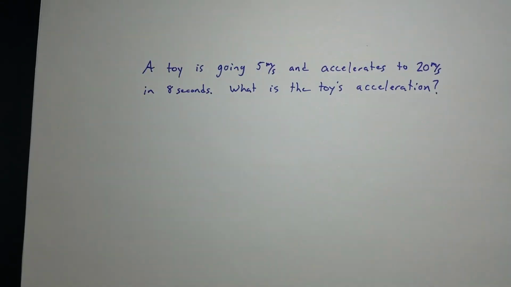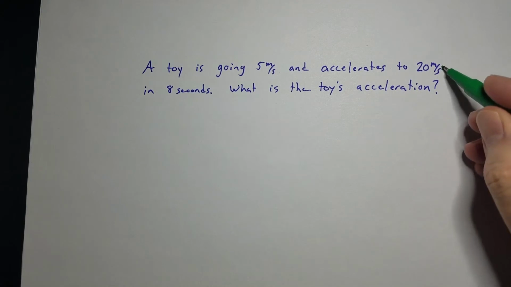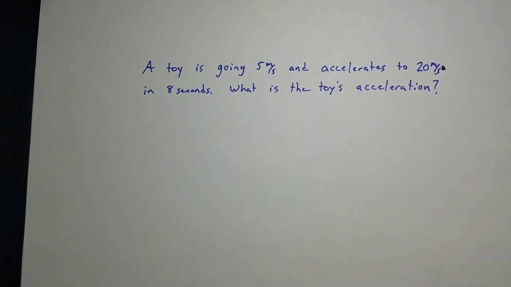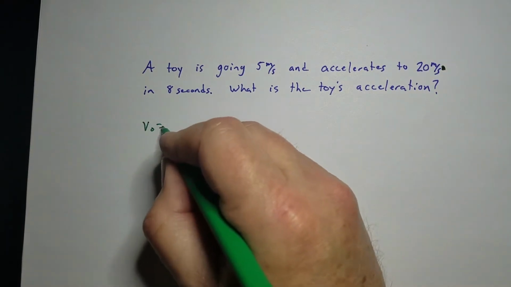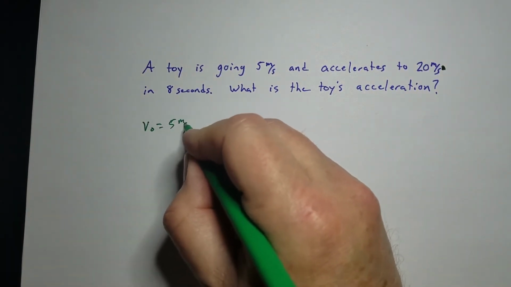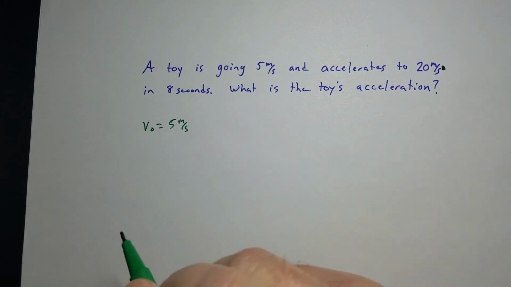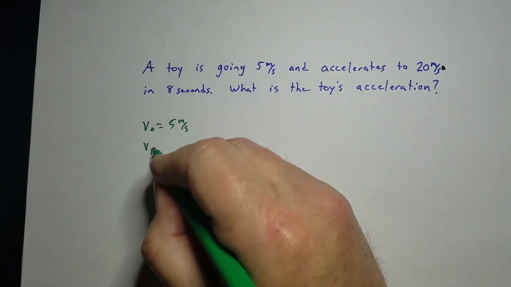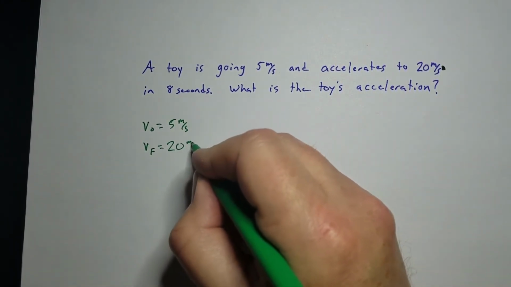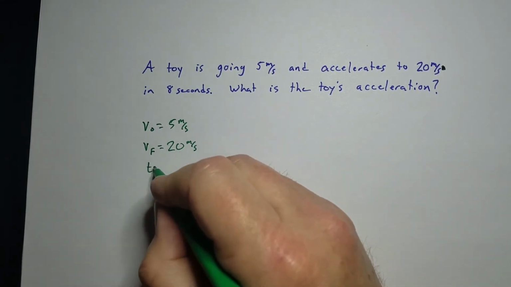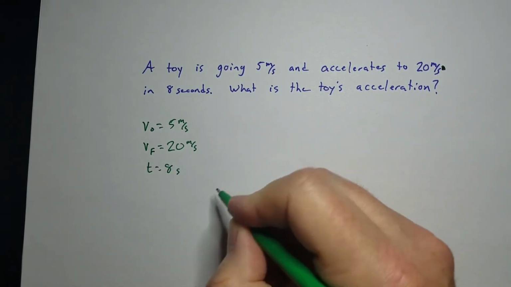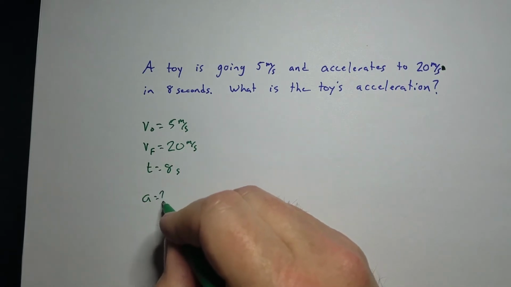So let's take a look at another one. Here we've got a toy going 5 meters per second and it accelerates to 20 meters per second in 8 seconds. What's the toy's acceleration? Well, again, our original velocity is 5 meters per second. The final velocity is 20 meters per second. And our time is 8 seconds. And I want to know the acceleration.